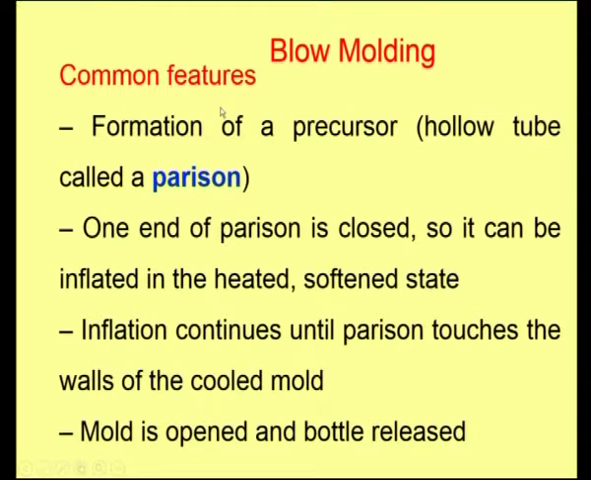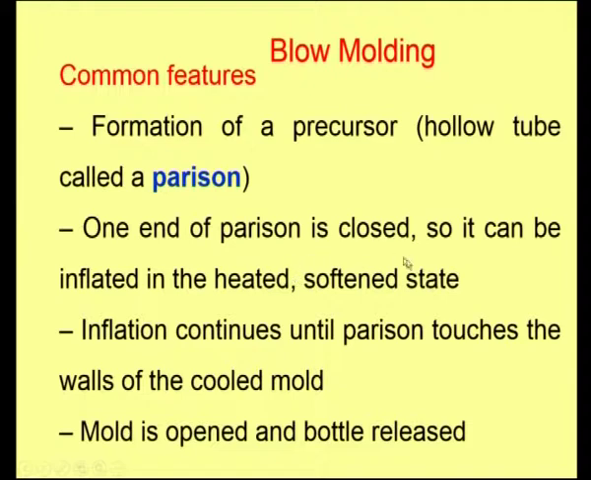Next, the common features of blow molding, either in extrusion blow molding or injection blow molding or stretch blow molding. These are the features. The first step is the formation of a precursor, that is a hollow tube, which is called the parison in blow molding terminology. Once the parison is formed, one end is closed, so that it can be inflated in the heated softened state.